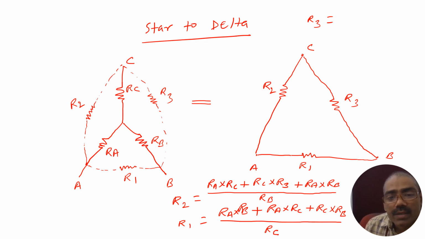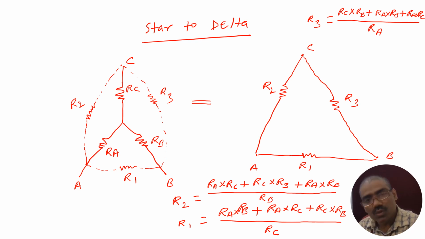Similarly, when we are trying to calculate the value of R3, again we follow the same procedure: RC into RB plus RA into RB plus RA into RC, divided by, here the opposite resistance, this RA will not match with these two nodes. So here we are writing RA.